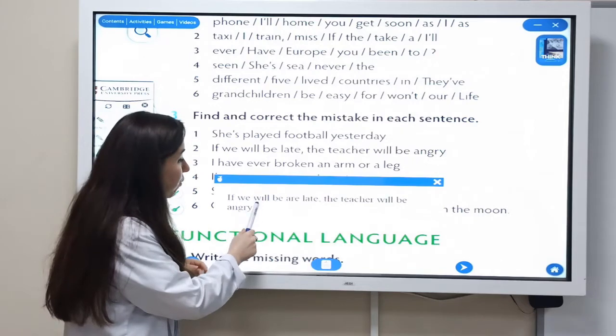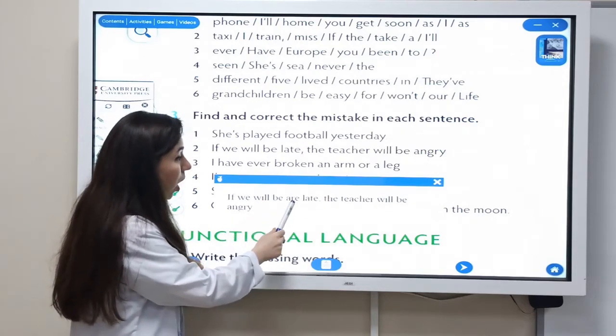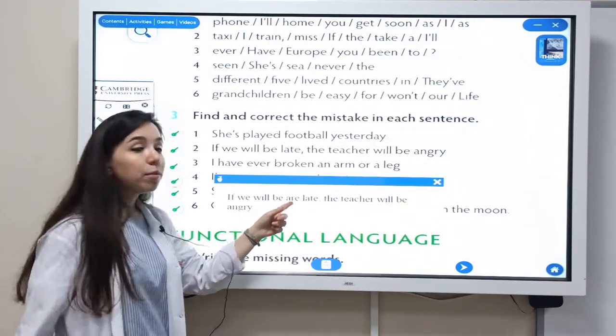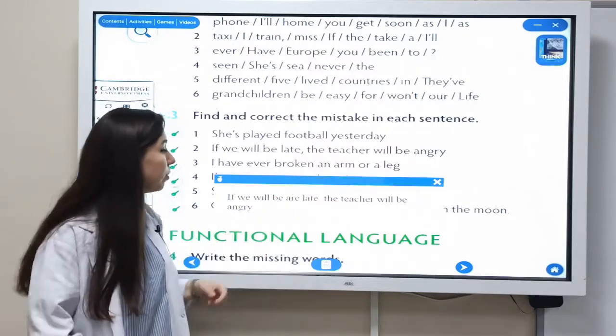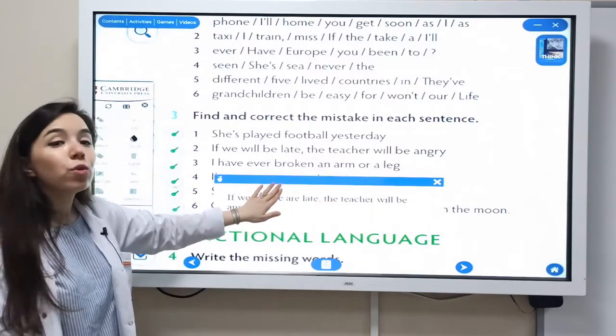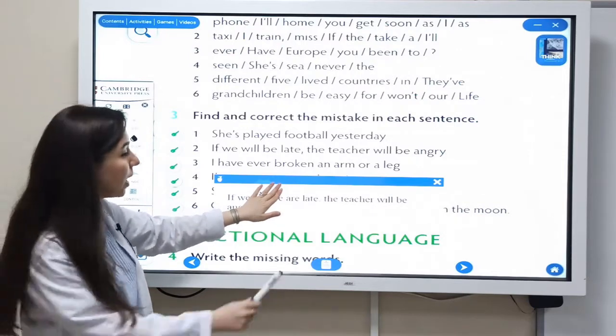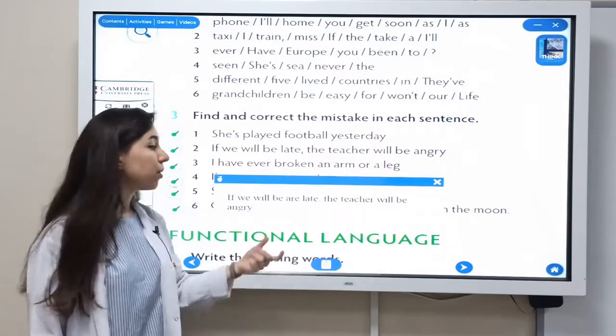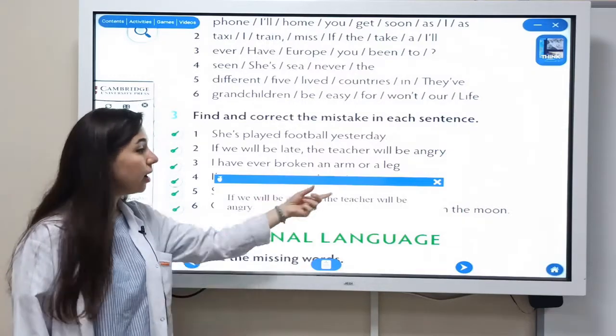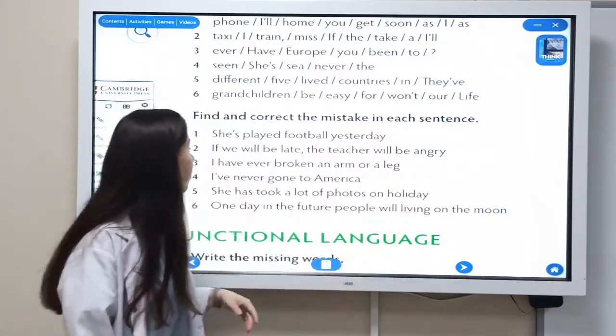For example, will be here is mistake, so are come here. If we are late, because are is present simple here. If we are late, the teacher will be angry. So here, will be is the wrong part and you have to write are. If we are late, the teacher will be angry. Here, present simple, are. Here, future form.